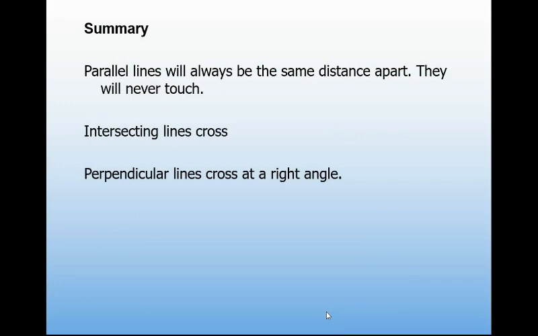Okay, let's summarize our lesson. Parallel lines will always be the same distance apart. They will never touch or cross or intersect. Intersecting lines cross each other. Perpendicular lines cross at a right angle, forming four right angles.